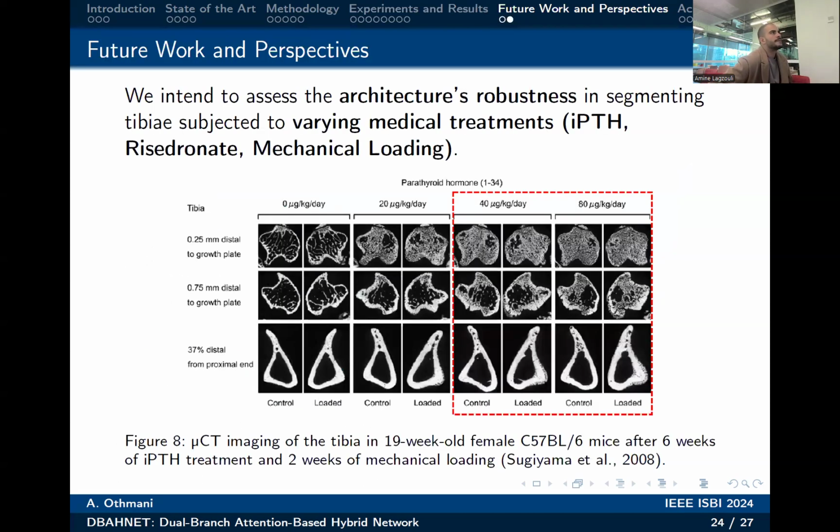Finally, for perspective, we intend to assess the architecture's robustness in segmenting the tibias under multiple medical treatments, such as the iPTH, residual and mechanical loading, where we can, for example, observe here how certain drug treatments and mechanical loading make it almost impossible to discriminate between trabecular and cortical compartments.